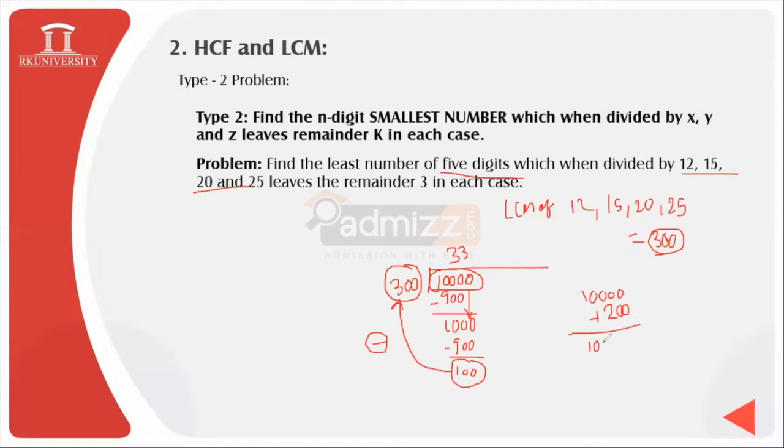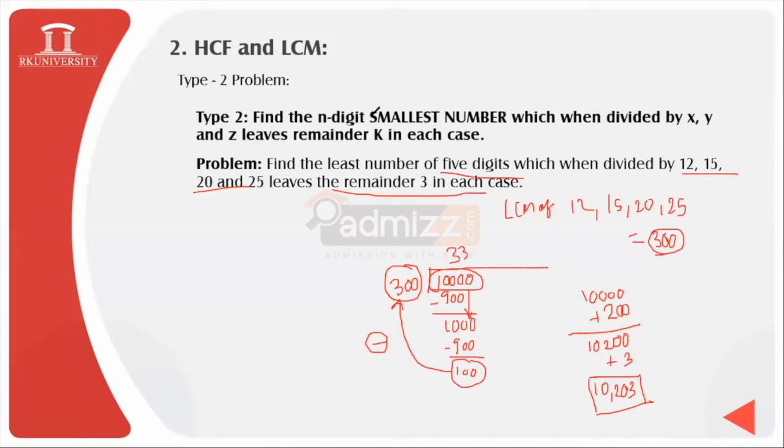So you obtain the value as 10,200, but this is not our final answer, since we need to find the number which leaves remainder 3 in each case. So I will add this 3 value to my answer 10,200, and my final answer turns out to be 10,203. This is our final answer.